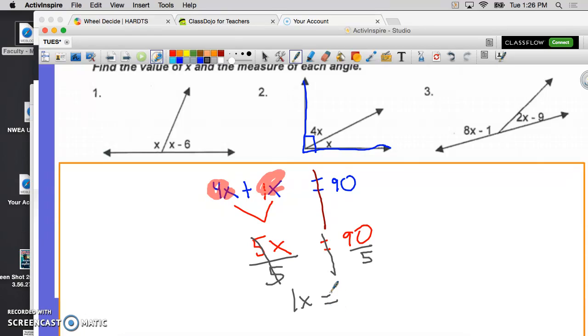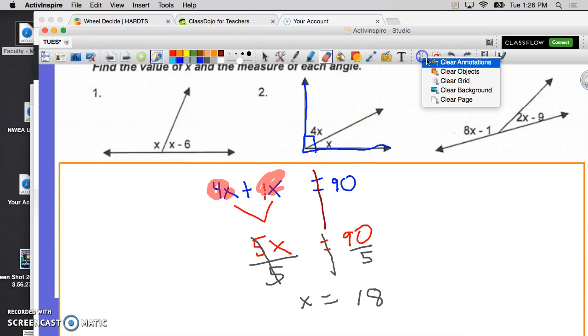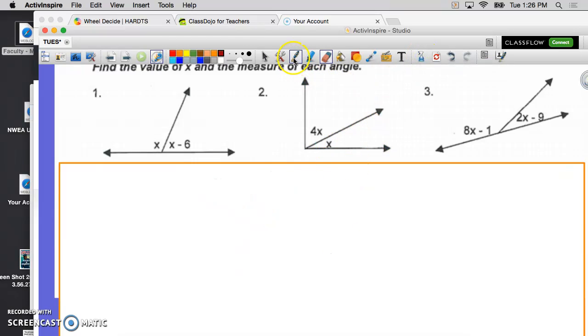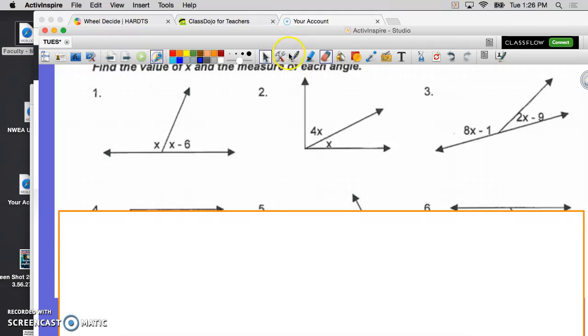5 will go into 90 18 times. And just remember that 1s are invisible. So it really reads x equals 18. Okay? So now that I know that x is 18, that's what your answer is for here. X equals 18. Now you can find out how much this angle really is and how much this angle is.